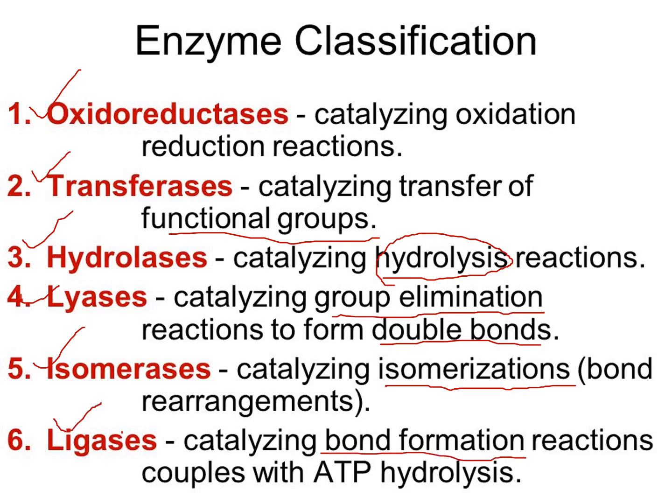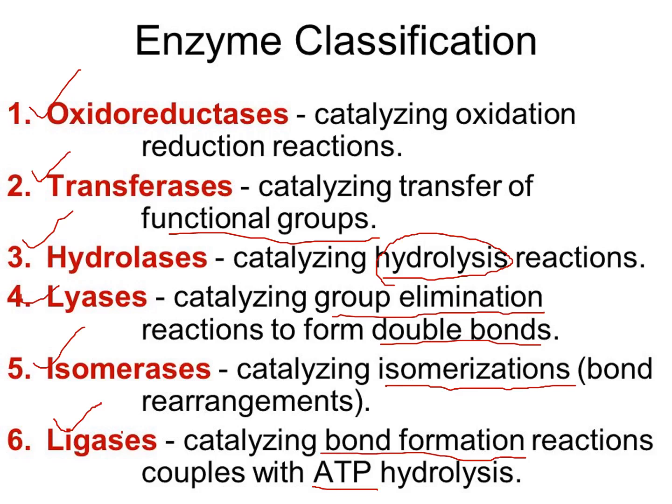Why have I mentioned ATP hydrolysis? Because these bond formation reactions will require some amount of extra energy. So that energy will be taken from the ATP hydrolysis reactions. So these are the 6 major classes of the enzymes. Now we will see one by one in detail.